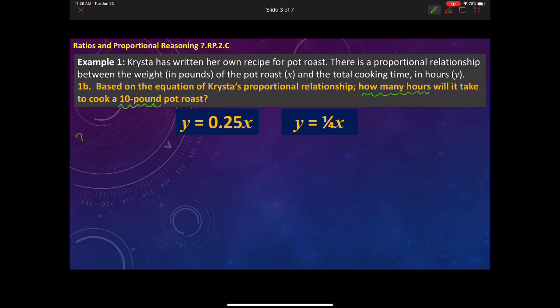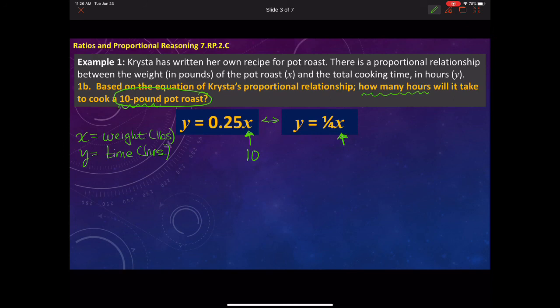All right, so let's make sure we understand. What does x represent? Well, x represents the weight, the pounds, and y represents the time in hours. So when we set this up, it doesn't matter whether you use y equals 0.25x or y equals 1/4 x, but we want to put numbers in there. The pot roast for this question is 10 pounds, so 10 represents the weight. We're going to put that number 10 in for x.